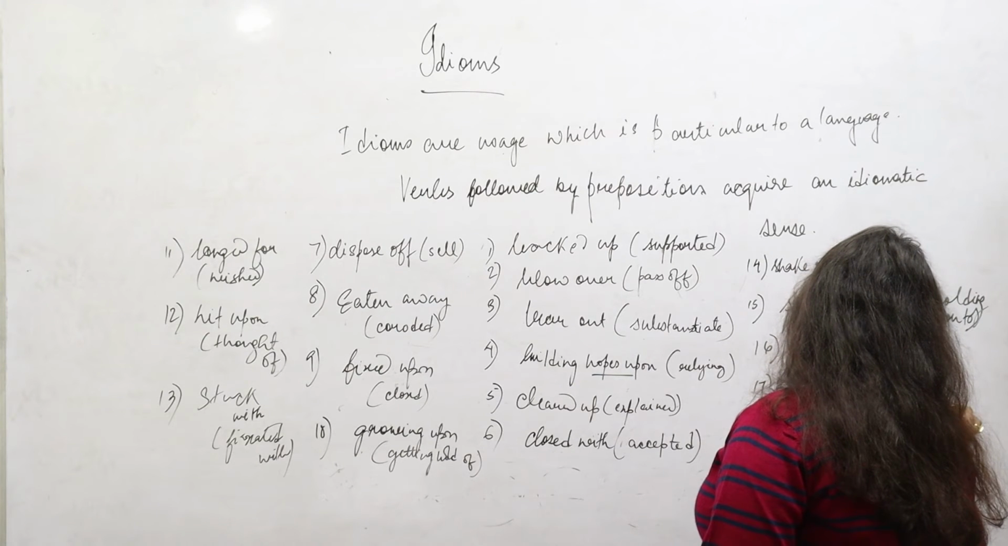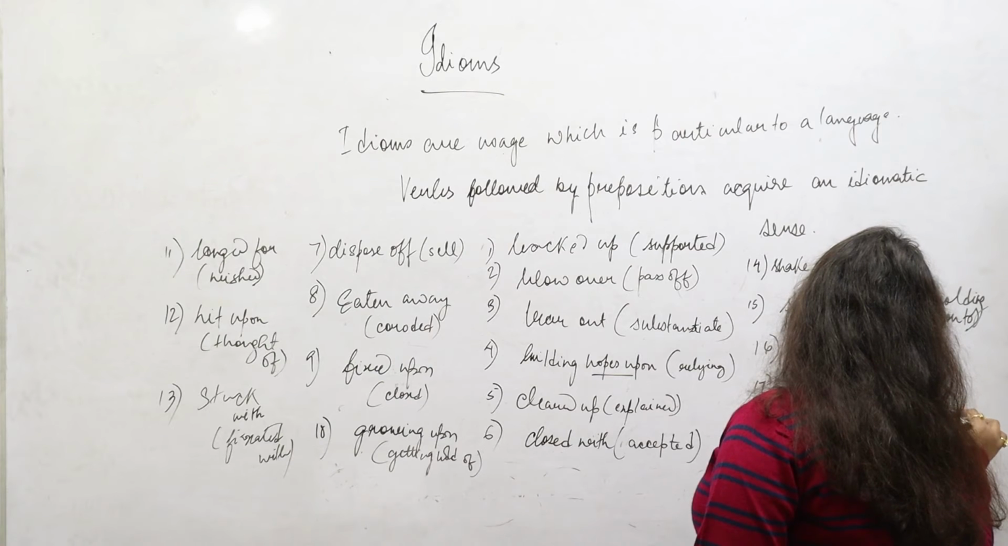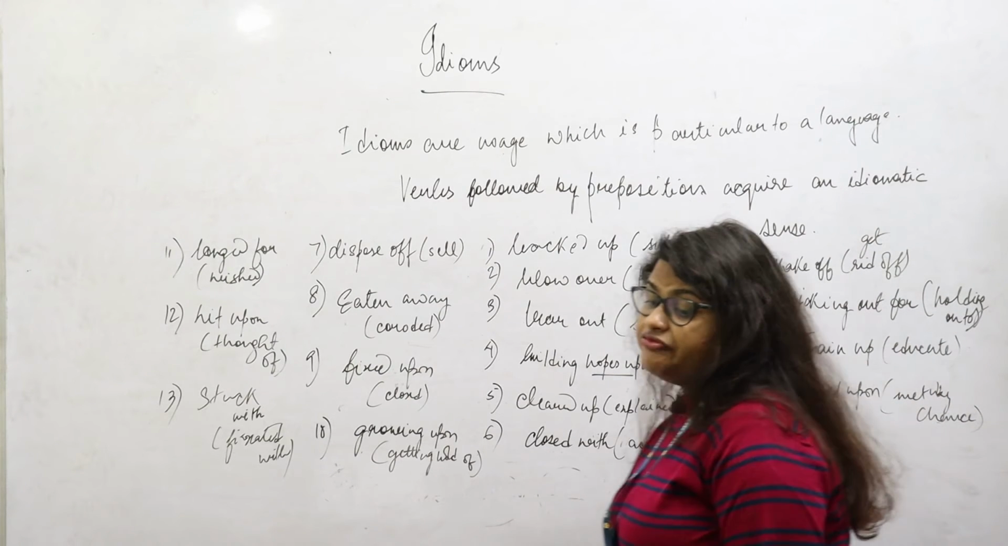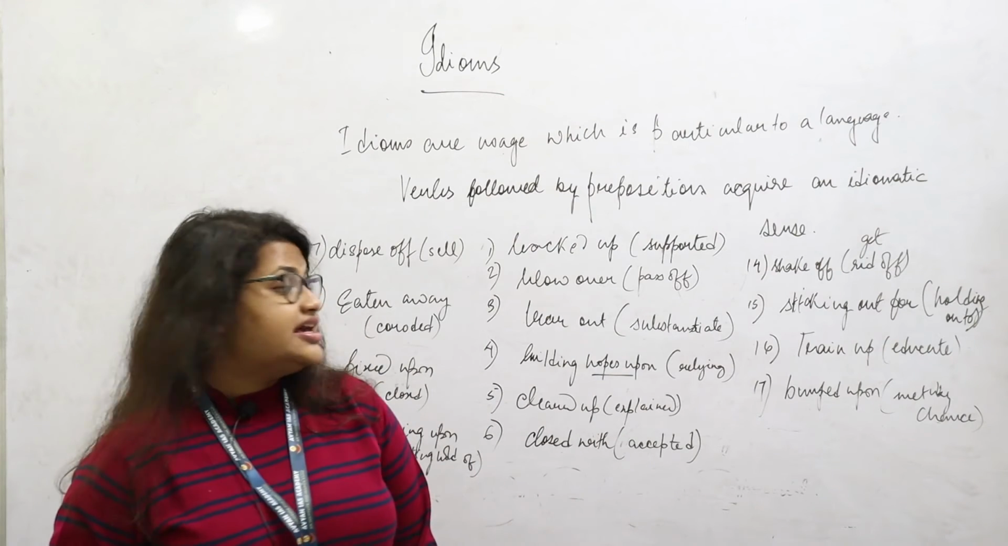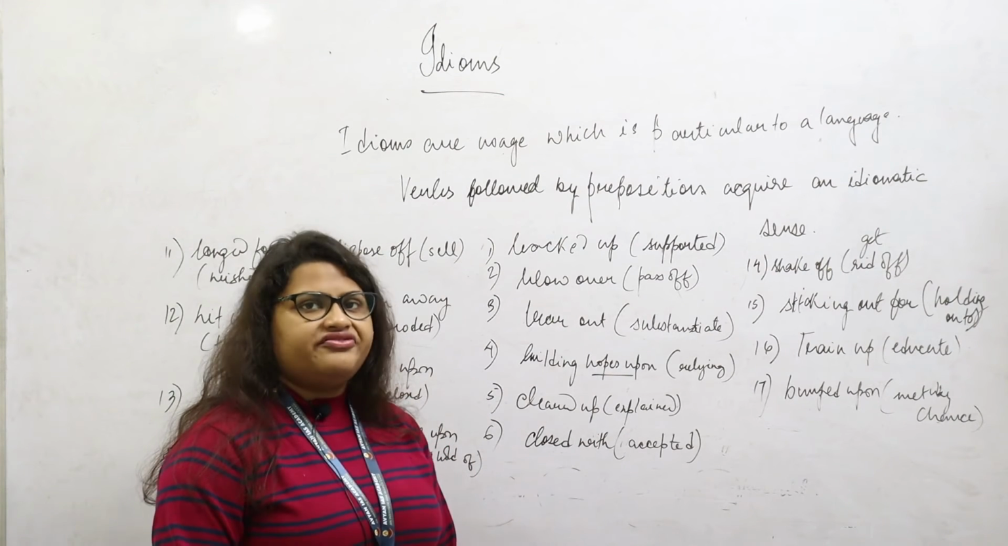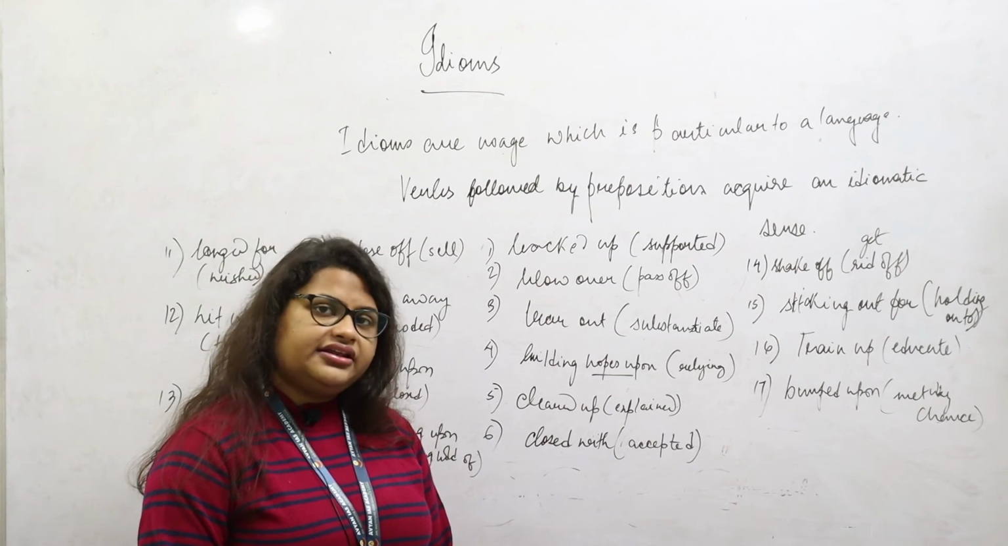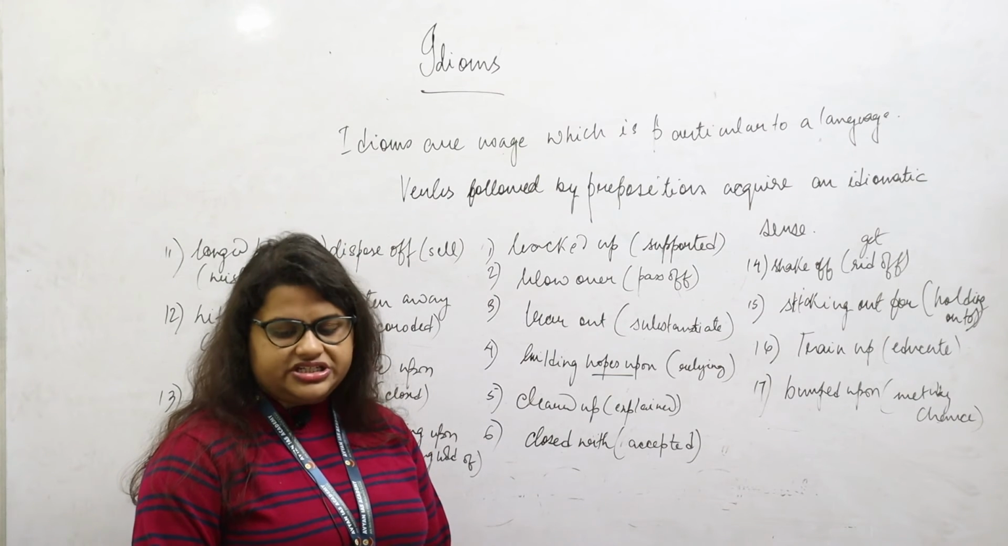which means met by chance. For example, if you say, I have been out for a while, and suddenly I bumped upon my old friend. That is, there was no possibility of meeting my old friend. However, I suddenly got a chance to meet them.